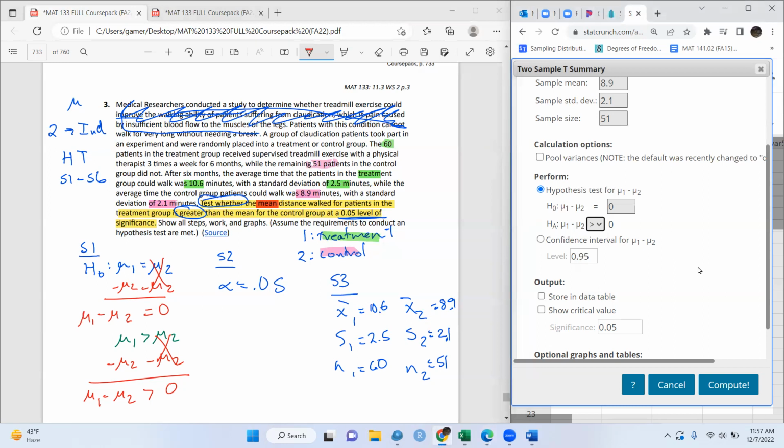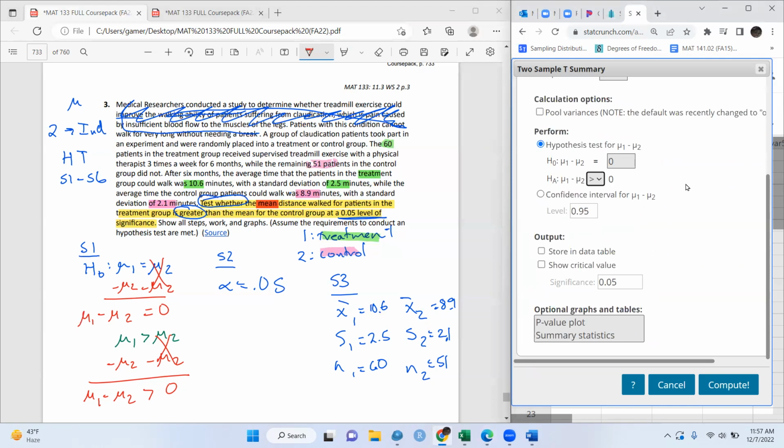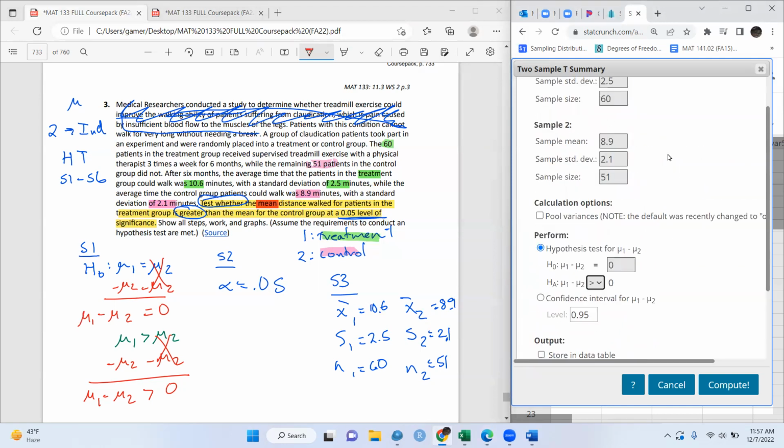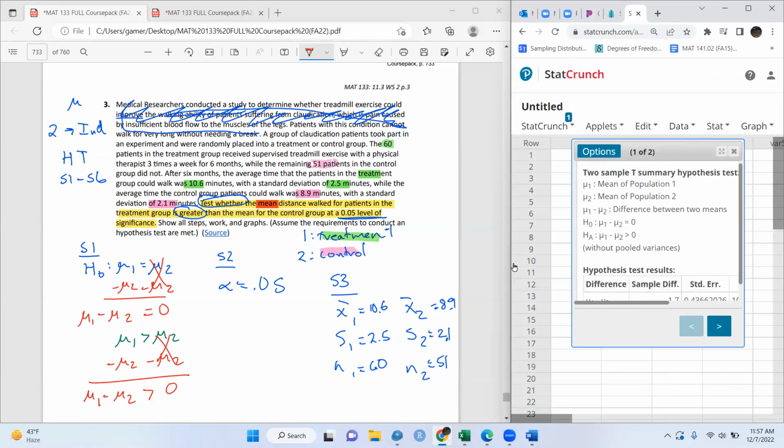It's unfortunate that StatCrunch groups confidence intervals and hypothesis testing together, because you might think you need to type something here or whatever. You don't need to type anything. You really don't need anything else in here, although remember, sometimes we like to see the p-value plot because it helps us think about the picture for step 4. So you can select that, you don't have to. We also could click the summary stats, but we already have the summary stats, so there's not really any point. And just click compute. And here's what this readout looks like.